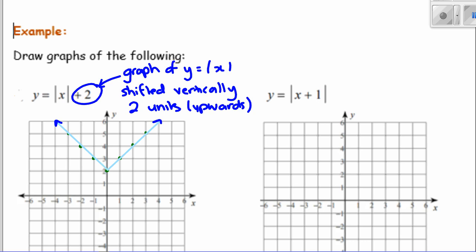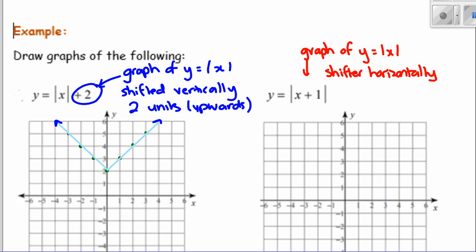Whereas this one here is the graph of y equals the absolute value of x but shifted horizontally, similar to how the reciprocal function would shift. Horizontally, 1 unit. Remember, the horizontal shift is in the opposite direction to what it says. It says plus 1, so it shifted 1 unit in the opposite direction, to the left. So vertical shift follows the sign, and the horizontal shift is the opposite.